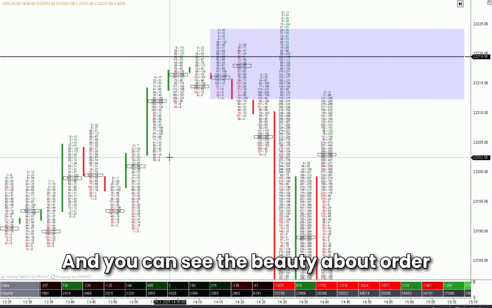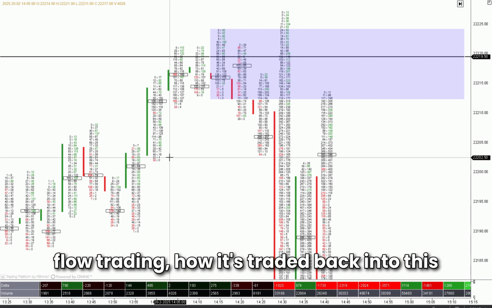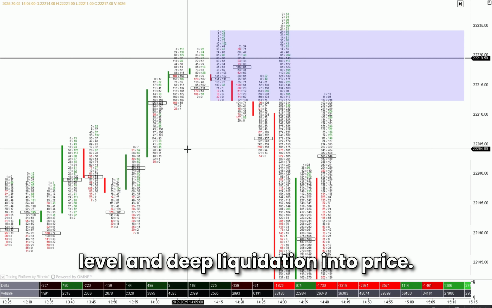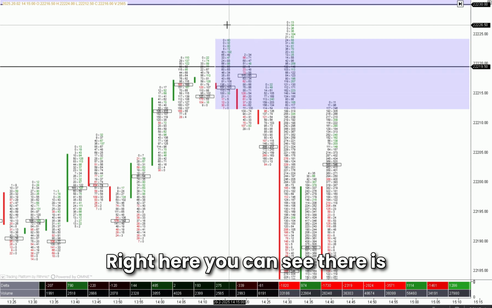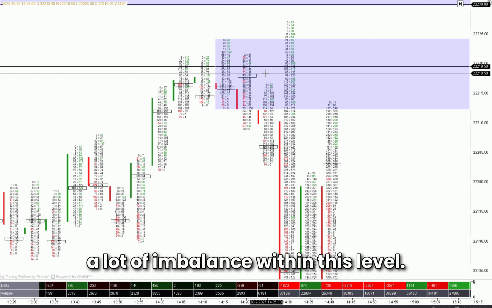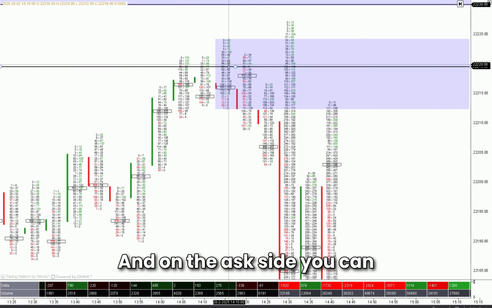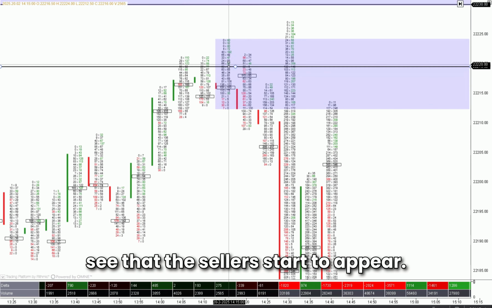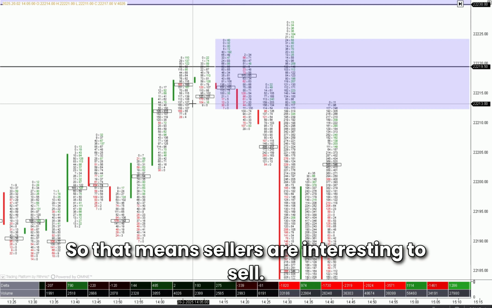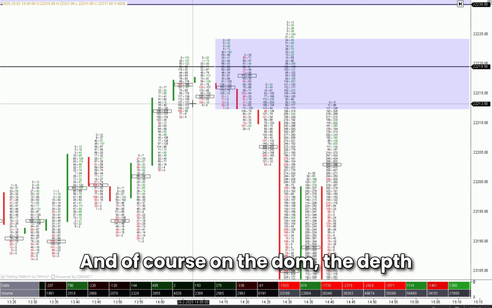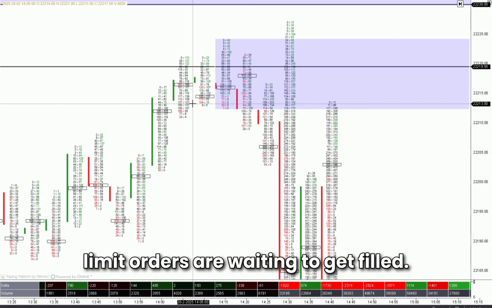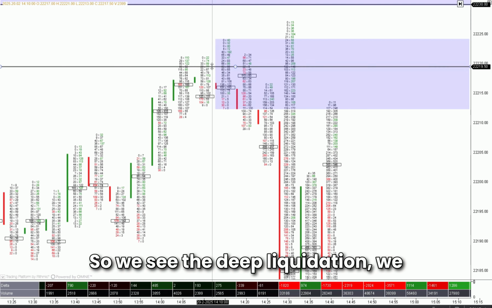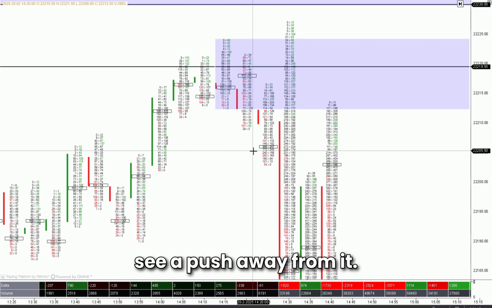and you can see the beauty of order flow trading, how it traded back into this level, a deep liquidation into price right here. You can see there is a lot of imbalance within this level, and on the ask side you can see that the sellers start to appear. So that means sellers are interested in selling. And of course on the DOM, the depth of market, you can also see that the limit orders are waiting to get filled. So we see that deep liquidation, we see a push away from it.